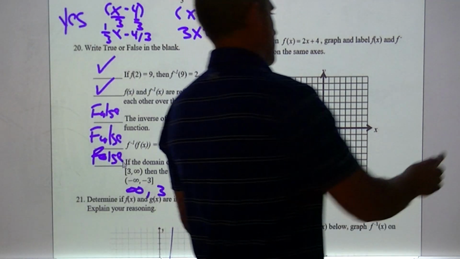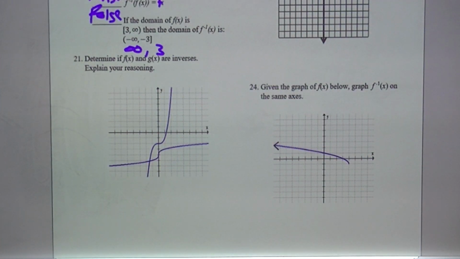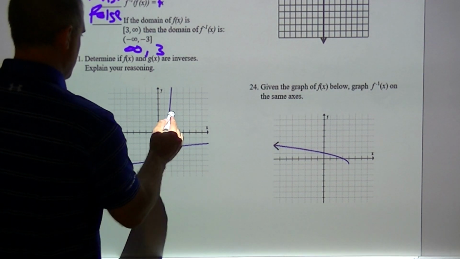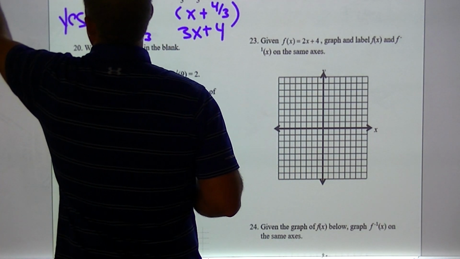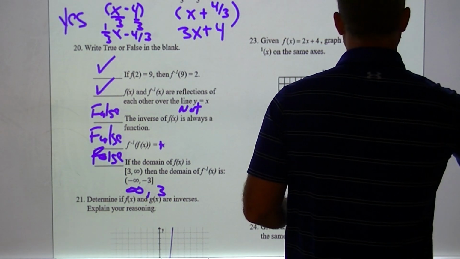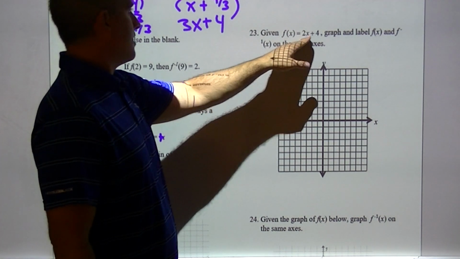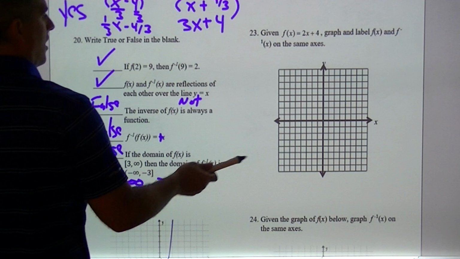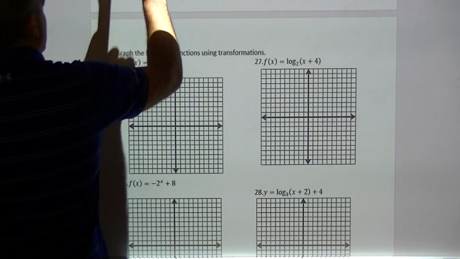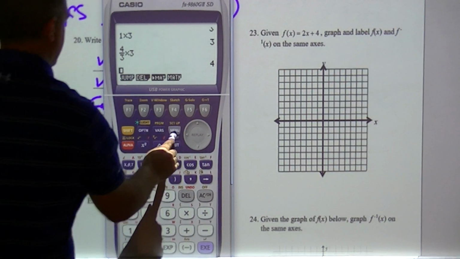Okay. All right, determine the inverse. If f of x and g of x are inverses, well, what I would do is look at a couple points here. Actually, you know what? Let's stay up here and do this. Given the 2x plus 7, 2x plus 4, graph and label on this axis. So 2x plus 4, what I would do is go ahead and graph.